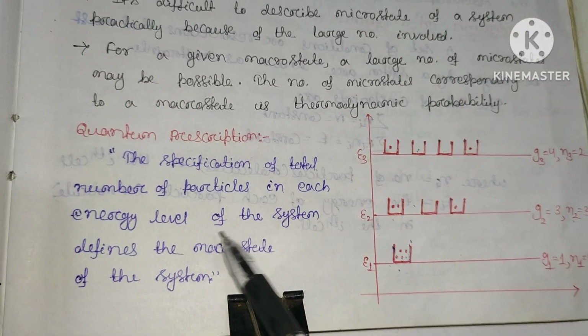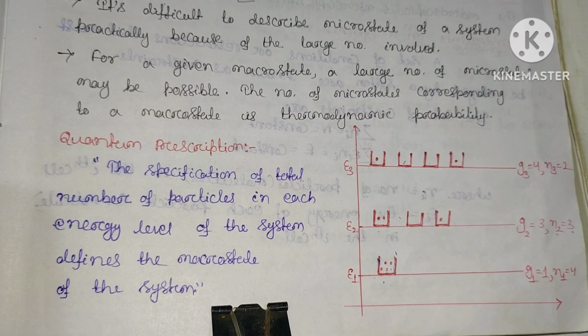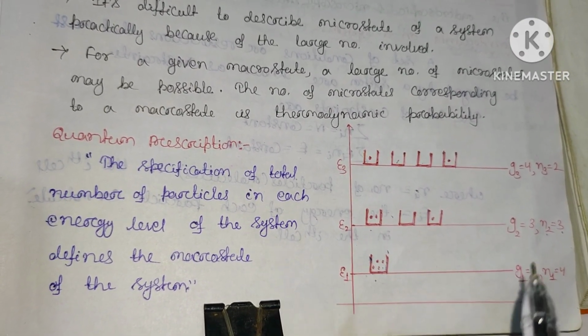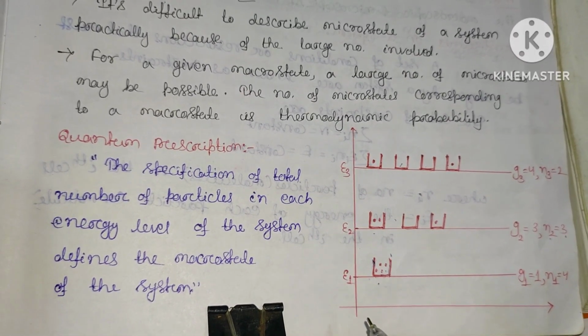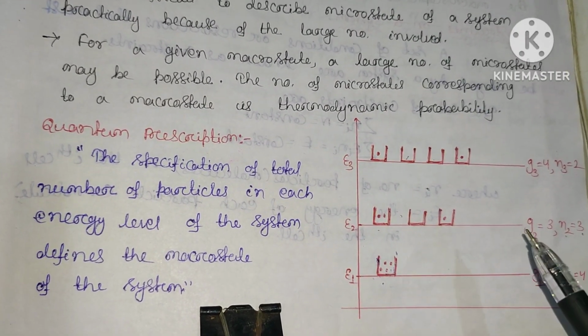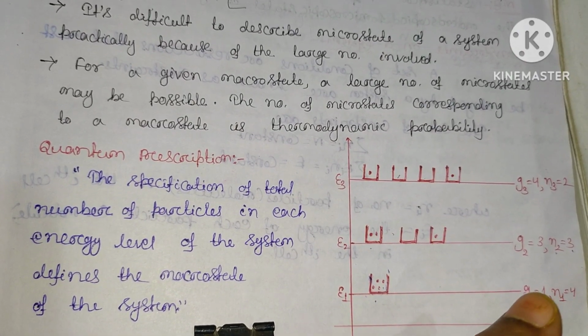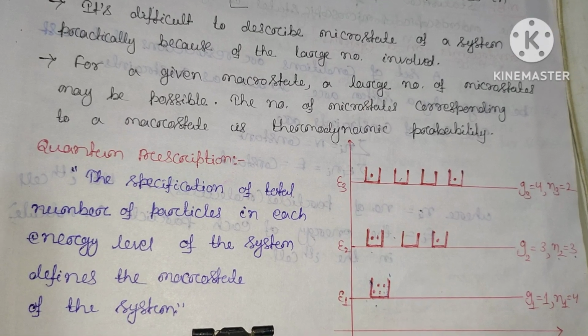The specification of the total number of particles in each energy level of the system defines the macrostate of the system. And for indistinguishable particles, a specification of the total number of particles in each energy state defines the microstate. For example, there are two particles in the energy state E3, suppose. But the condition is that one particle must be in any two cells.